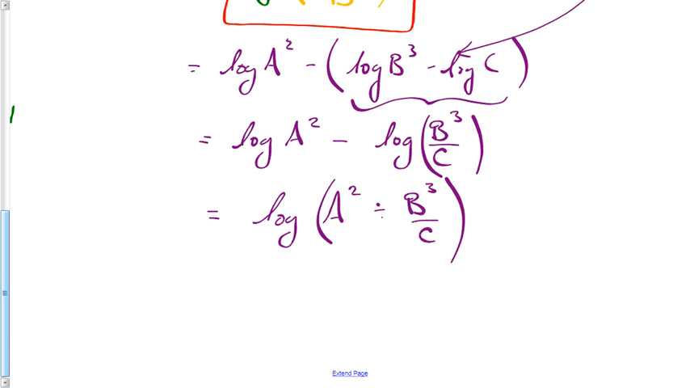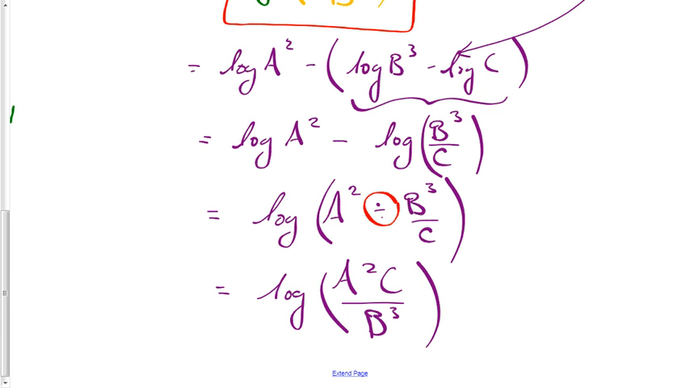And so I'm just writing division this way because if I'm dividing a fraction, I find it easier to write it with this kind of a division sign. And then we can remember that, oh yeah, dividing a fraction, I take the reciprocal and multiply, which will take us to the same answers we had before. The log of a squared times c over b cubed. Good?